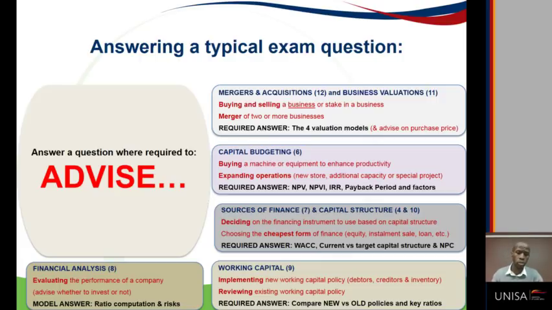Another thing that we want to look at is working capital, and this is where you compare the existing policy versus the new policy, on debtors, creditors, inventory, and cash. Another way to look at this is where you have to compute the key ratios in working capital. That would be your liquidity ratios. So basically, in a nutshell, this is how you want to approach this module, to make sure you are able to answer questions on each and every particular topic.